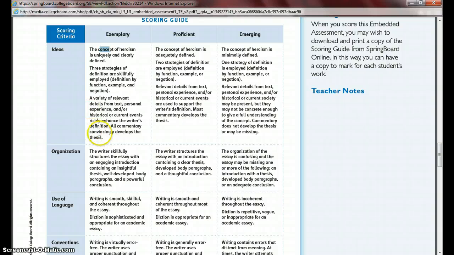And thus you're going to go through these and really circle your verbs. The writer structures, this is where I would circle the word structures, the essay with an engaging introduction, underline that, an insightful thesis, you'd want to underline that, a well-developed body of paragraphs, and a powerful conclusion. So that's telling your students the things that they need to do to be exemplary in this standard.